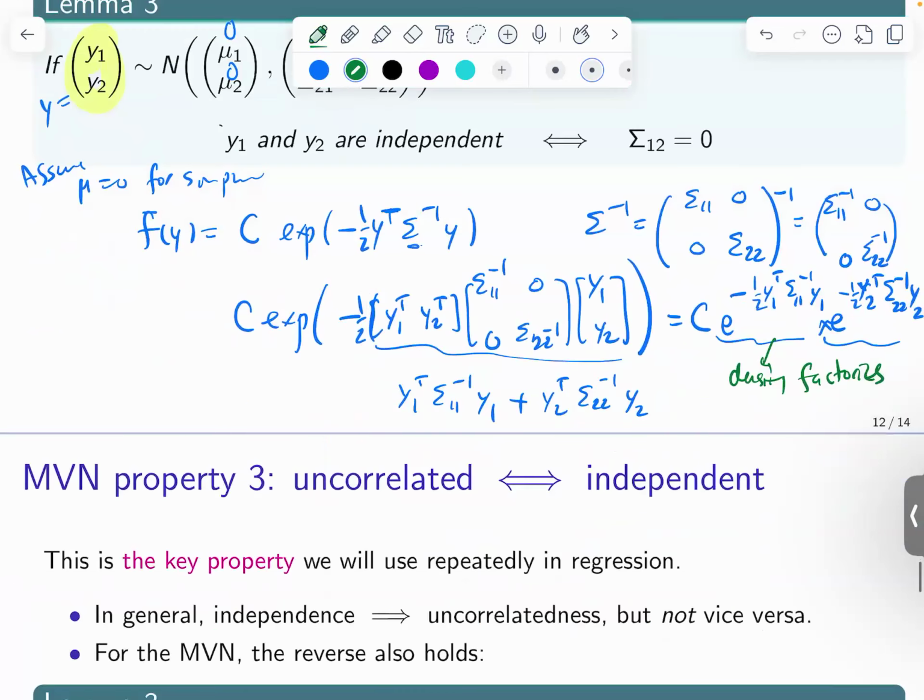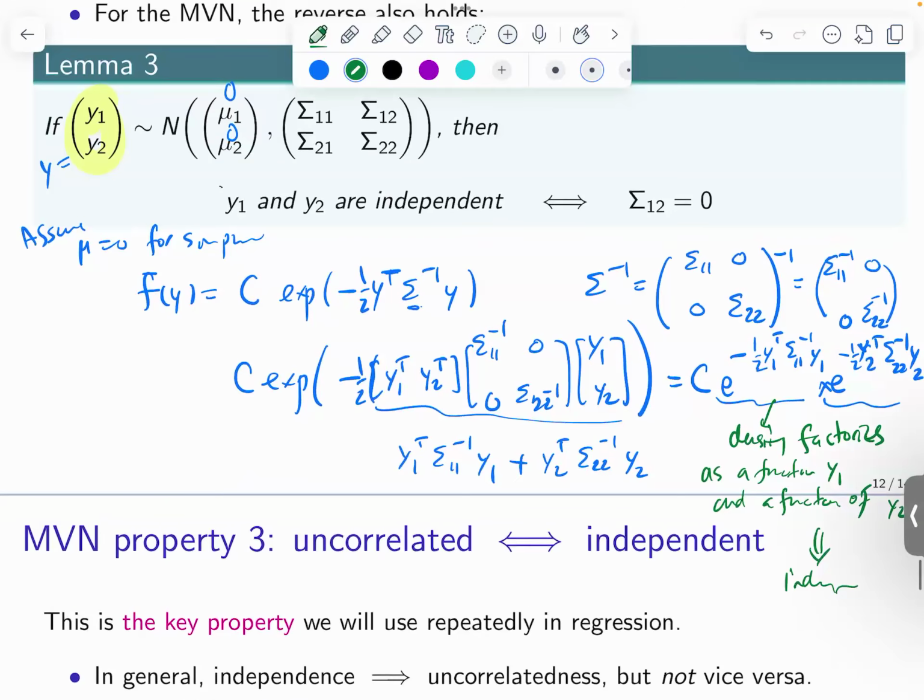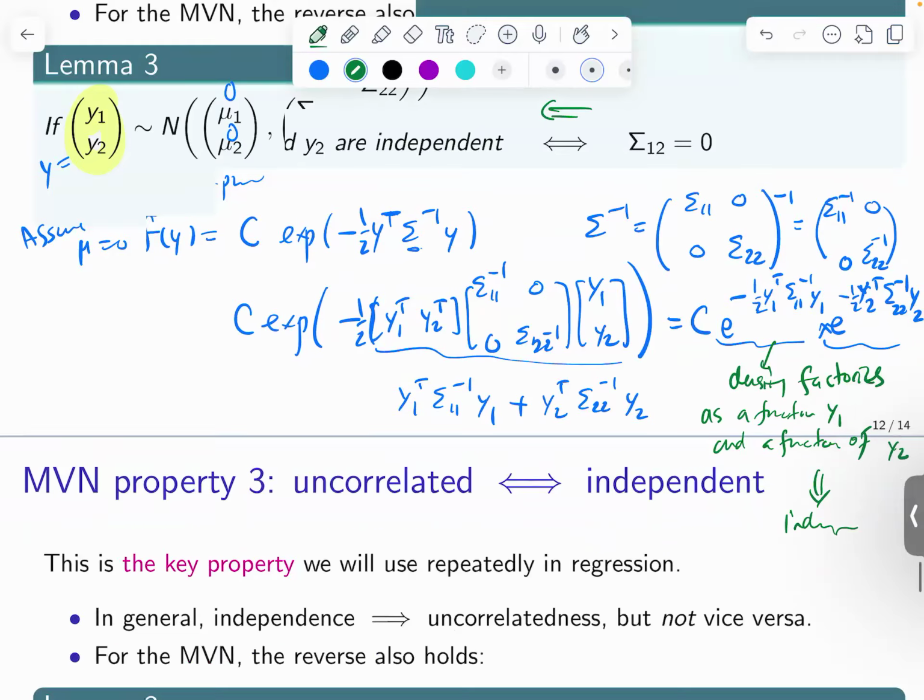Sorry for the bad handwriting, but you can do it as an exercise. You just write it down, and the density factorizes as a function of y1 and a function of y2, and that implies independence. So what we really showed is that if this is 0, then they're independent. The other way around is always true. It's not something that needs to be shown. Sounds good? Okay.